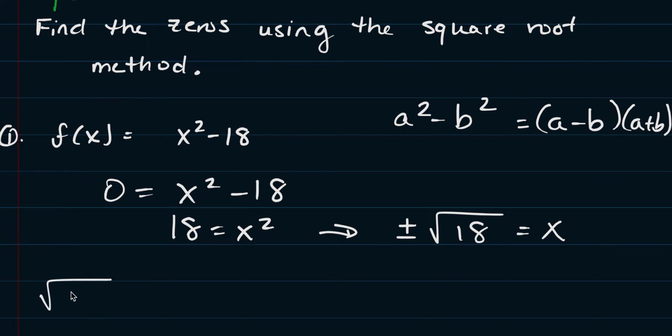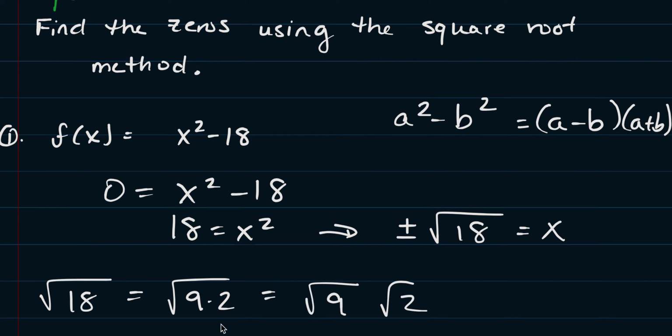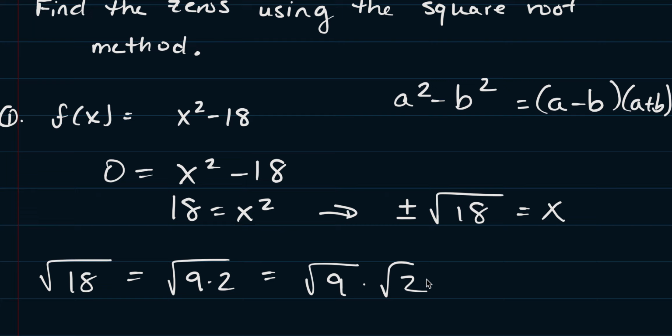Now the square root of 18 is the same thing as the square root of 9 times 2, because 9 times 2 is 18. If it's multiplication under the root, then you can break it as the multiplication of root 9 times root 2. And this is a perfect square, so this is 3 root 2. So that tells me that x is plus or minus 3 root 2.